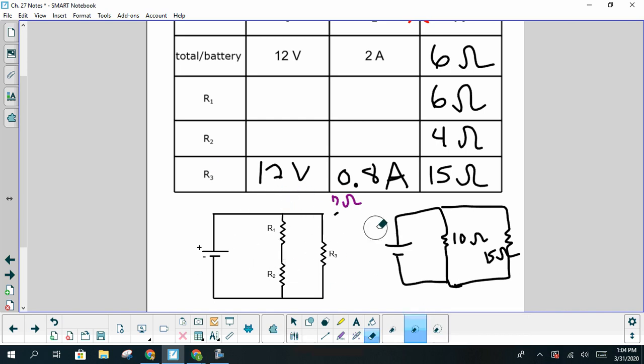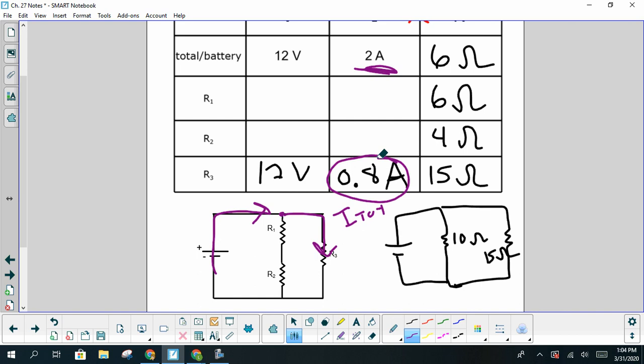So let's clean this up a little bit so we have a little bit less stuff to look at. If we look at this junction right here, our current that's going through our battery is also going into that junction. So we would have I total is going to have to be equal to, which would be 2 amps, would have to be equal to the current that's going through R3, which is 0.8 amps, plus the current that's going through R1 and R2. And so the current that's going through both R1 and R2 would just be the difference between those. So the current for both R1 and R2 would be 1.2 amps.